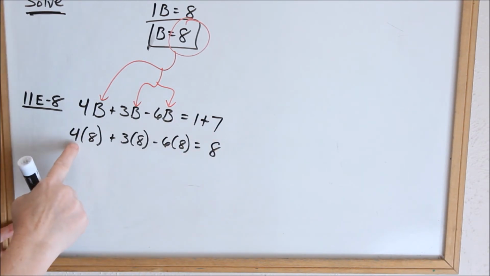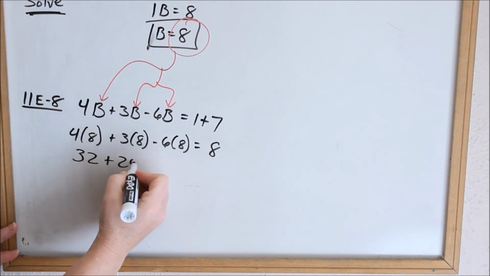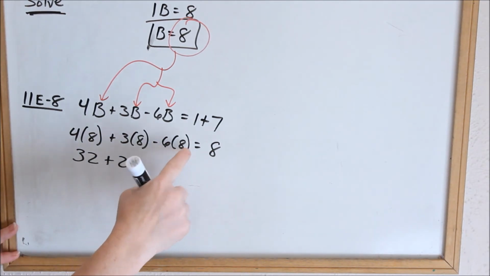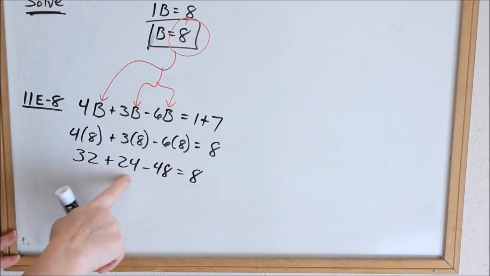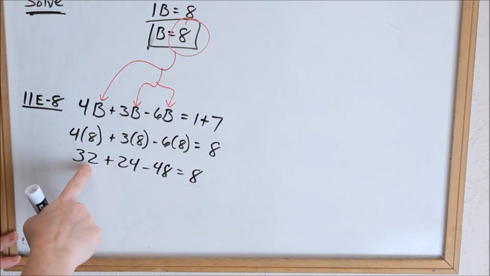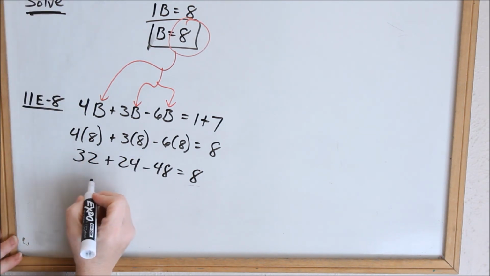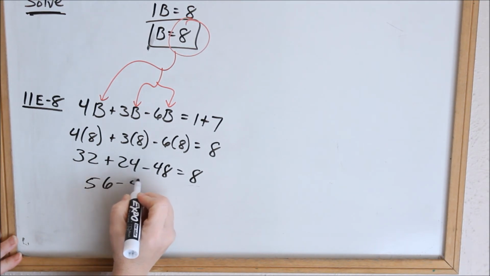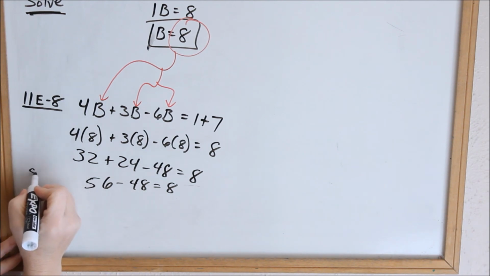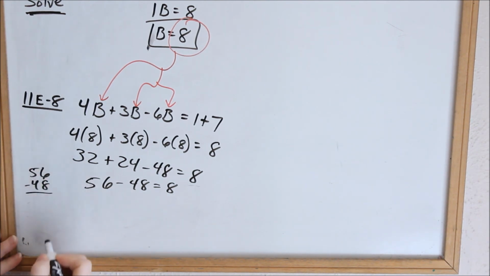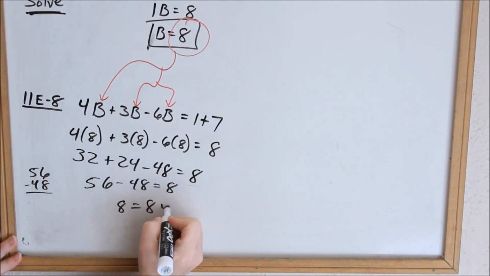Do your multiplication first. 4 times 8, 32, plus 3 times 8, 24, and negative 6 times a positive 8 is a negative 48. Okay, then we do these left to right, so in the order that you see them. So 32 plus 24 would be 56 minus 48, and then 56 minus 48 is 8. If you need to do that off over here to the side, you'd have to borrow, and it would come out as 8, that 56 minus 48 is 8, and so 8 equals 8, and so it checks.